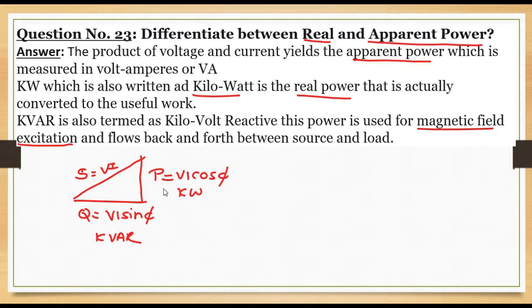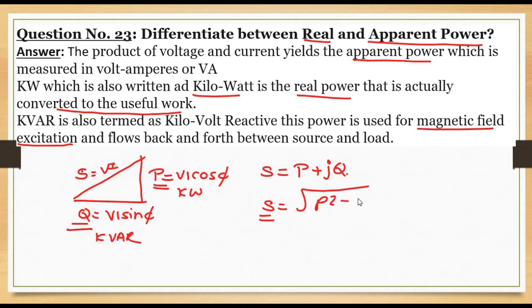So the active power is that power which is actually converted to the useful work, and reactive power is just used for the magnetic field excitation, and the apparent power is the combination of active power and reactive power, and its magnitude will be the square root of P square plus Q square.